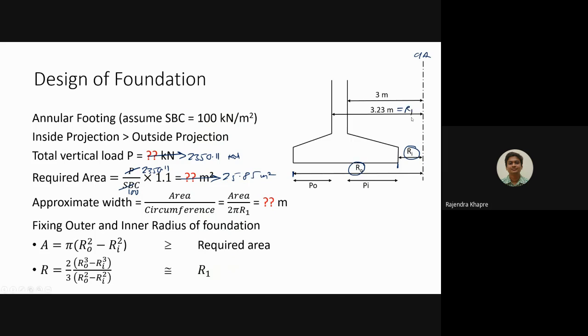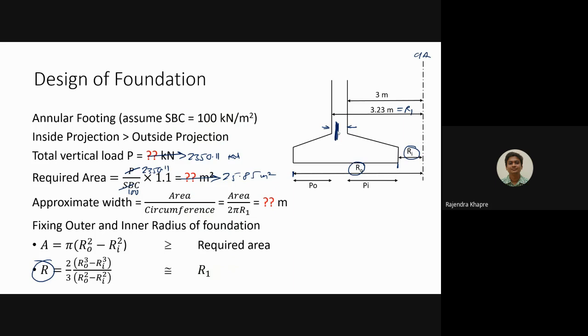Ideally, this radius R should fall in between this, here R should come, okay, and it should be as close to the R outer. So this is one of the criteria, right? Now with this assumption, we have to adjust the R outer and R inner.